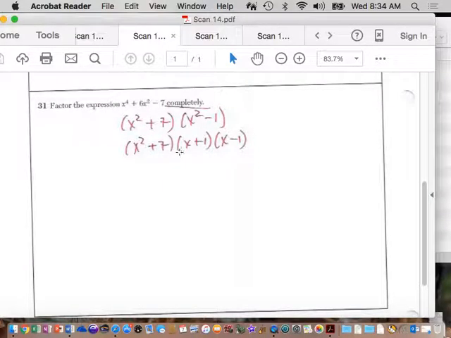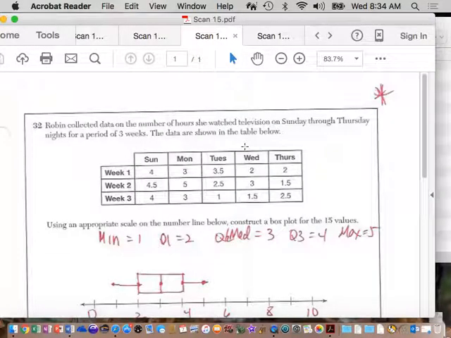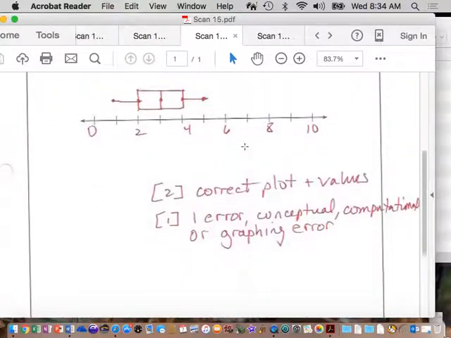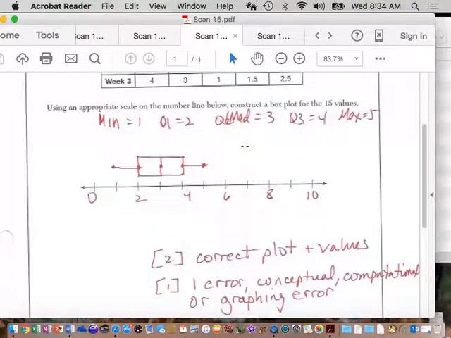Completely being the key word. You had to factor both. And if you only did one, you get 1 point. If you did both, you get 2 points. Okay? Now, was the next question 32 here? Yeah, good. This is a 2-point question. There it is. You can look it up.